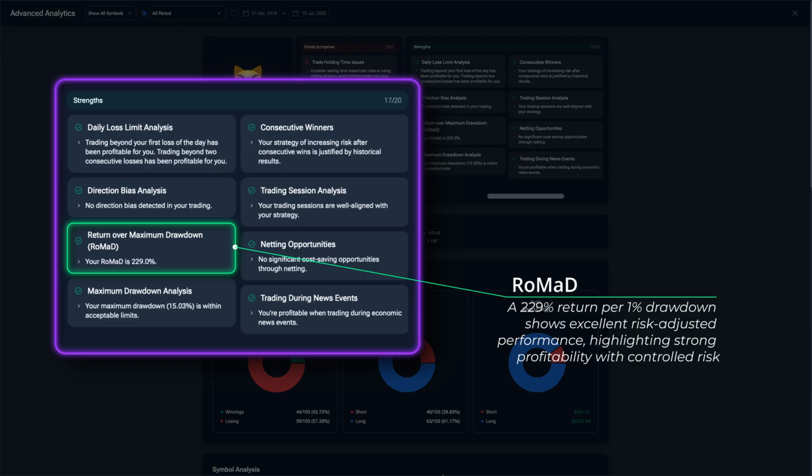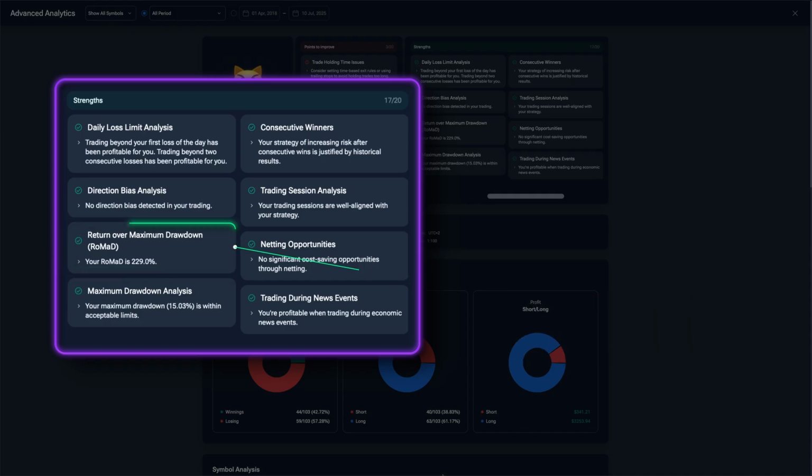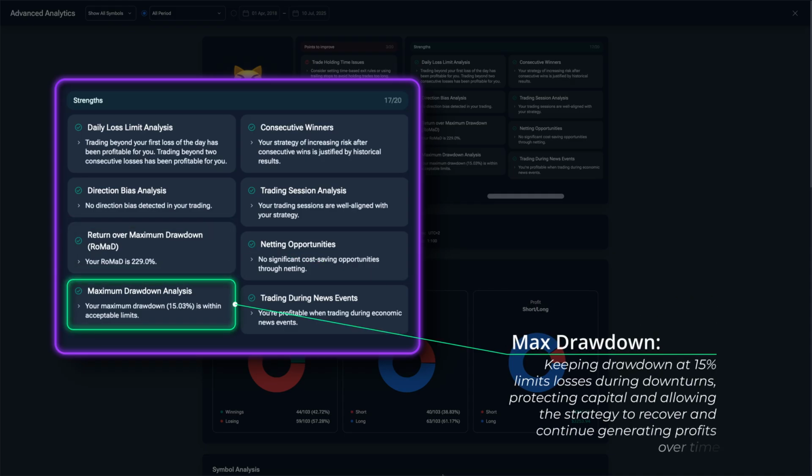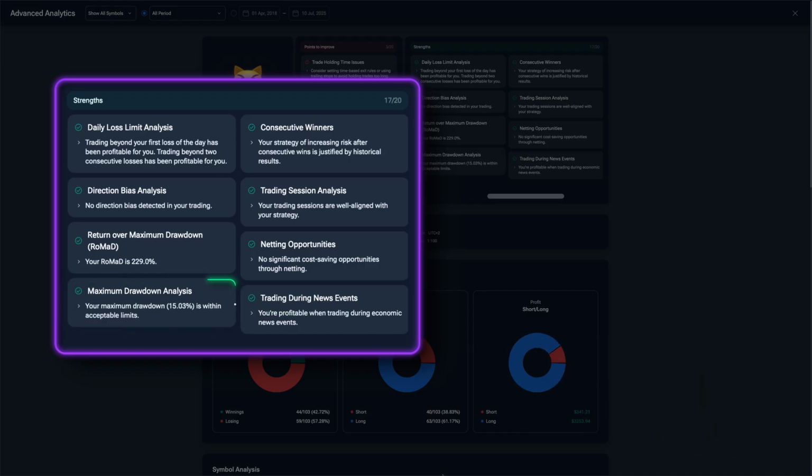Return over maximum drawdown, ROMAD, 229.0%. This means we generated 229% return for every 1% of maximum drawdown. Anything above 200% is considered excellent. This metric is more important than raw profit because it accounts for risk. Maximum drawdown analysis. 15.03%. Maximum drawdown is within acceptable limits for the return profile we achieved. Most professional traders accept drawdowns up to 20% for high-performing strategies.